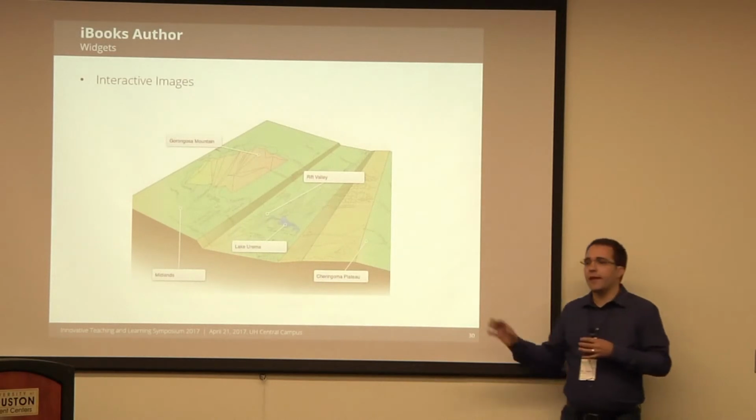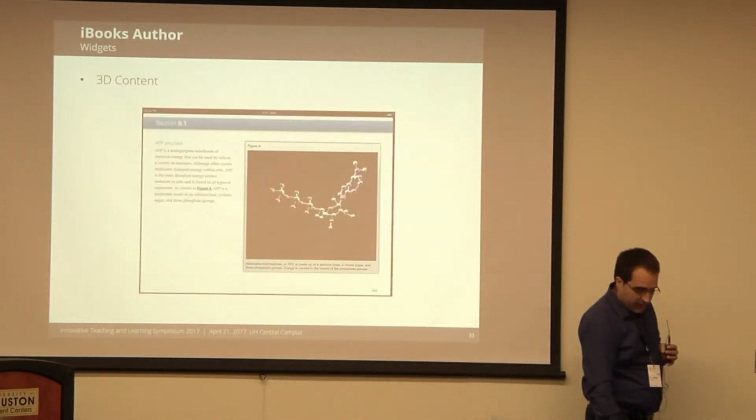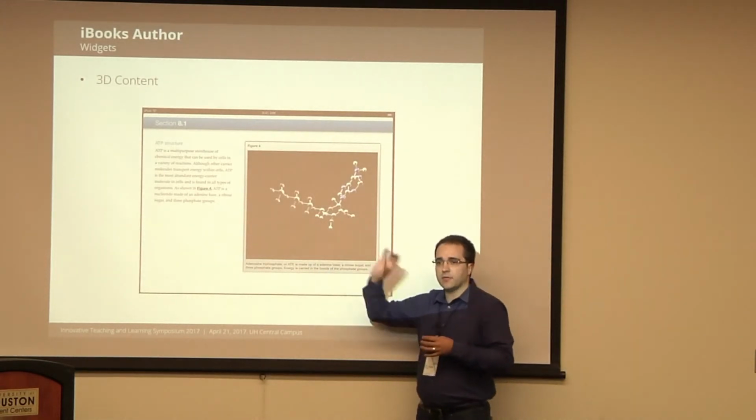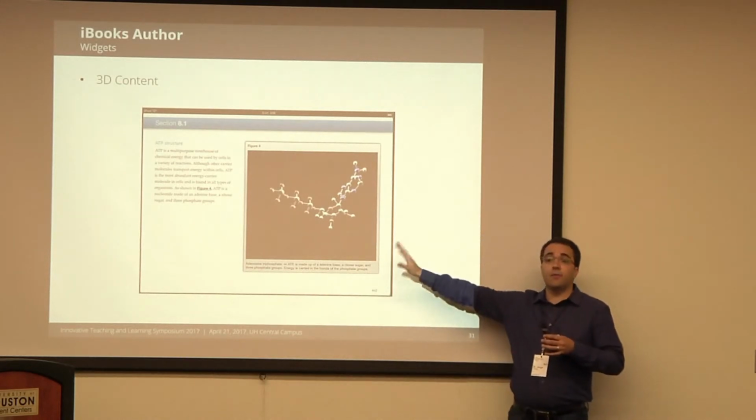Interactive images, you can add animations, okay, this is basic stuff. And 3D content, so the user can actually tap on this and rotate and look at a different angle and stuff like that. So that's already there. That's in iBooks for you.